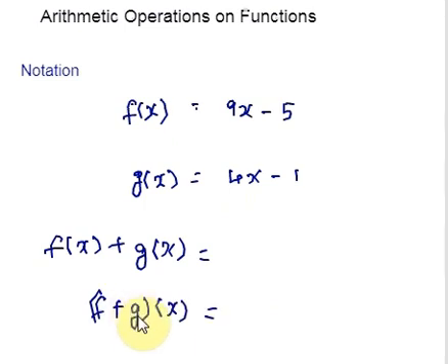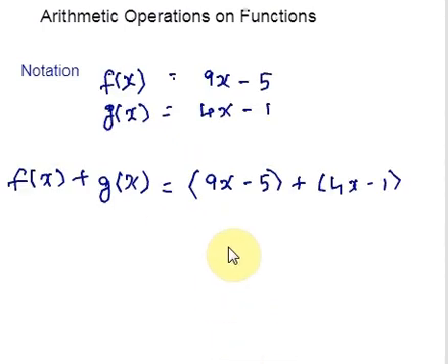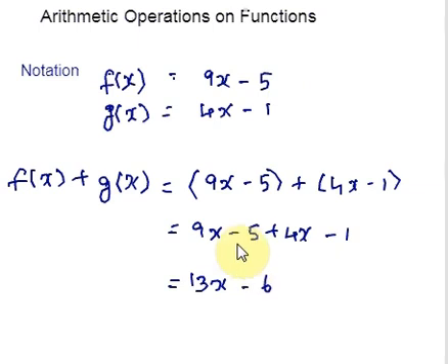Okay, let's watch what happens when these two functions are added. This is nothing but adding these two expressions: (9x minus 5) plus (4x minus 1). First distribute the sign. Since there is a plus sign in between, there will be no change in the terms in the second parenthesis. Now let's add the like terms. 9x plus 4x gives you 13x, and minus 5 and minus 1 gives minus 6. That's it for this example. The sum of the two functions is nothing but the sum of the two polynomials.